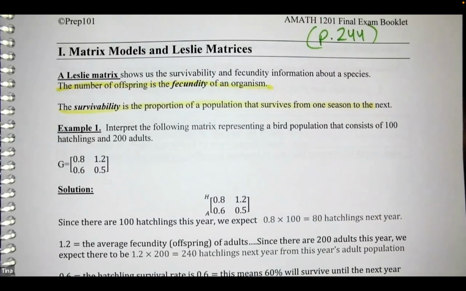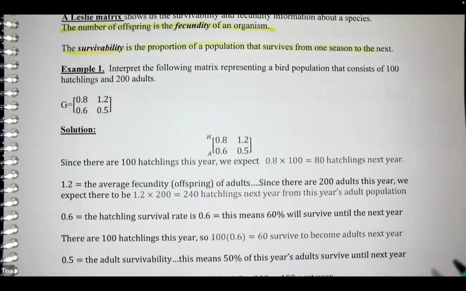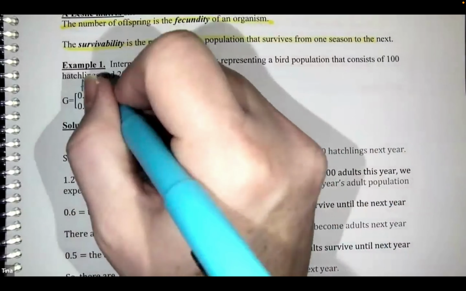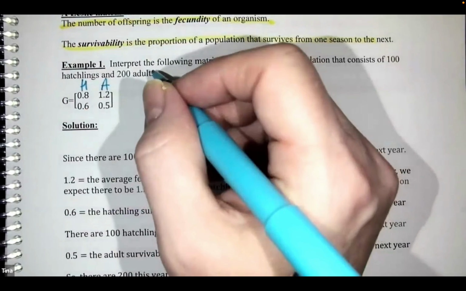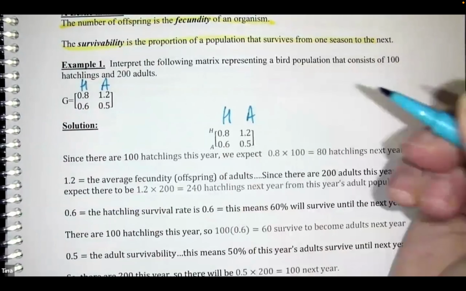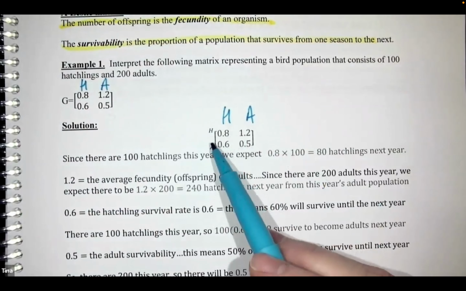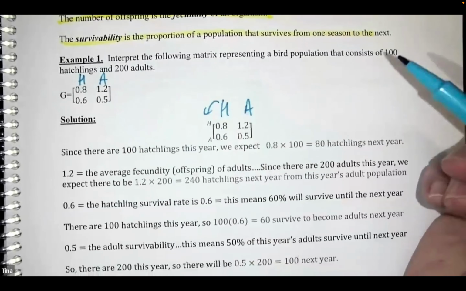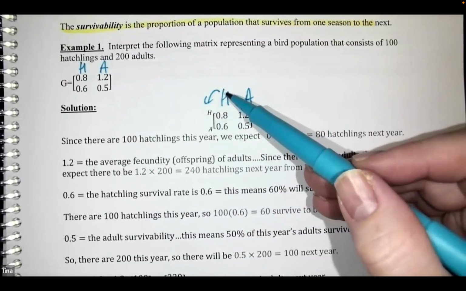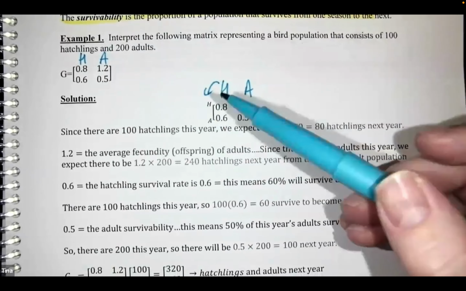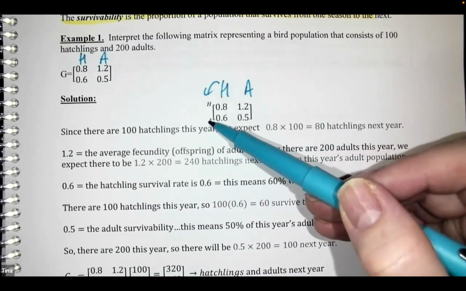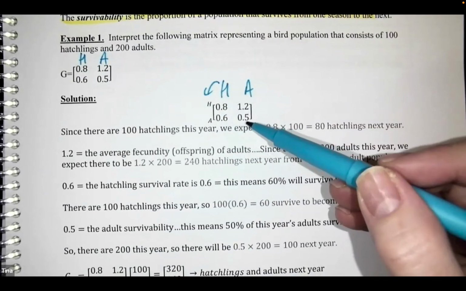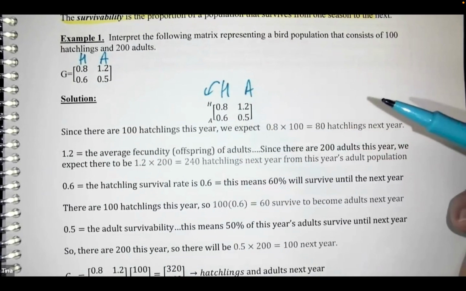So if we interpret the following matrix based on 100 hatchlings and 200 adults. So the first number is H for hatchlings, and then that's adults. Okay, so we have H and A. And then when we look at this, it's also H and A on the top. And we read from the top down the side. So this 0.8 is hatchlings to hatchlings. This 0.6 is hatchlings to adults. This 1.2 is adults to hatchlings, and the 0.5 is adults to adults.